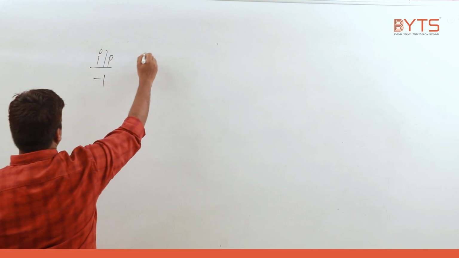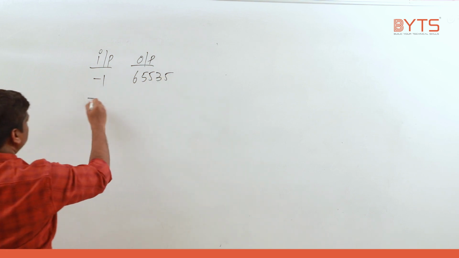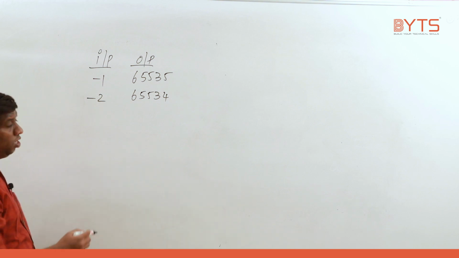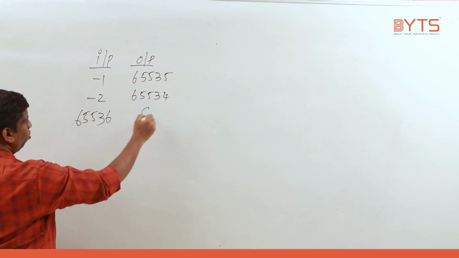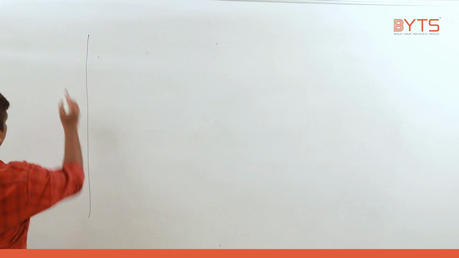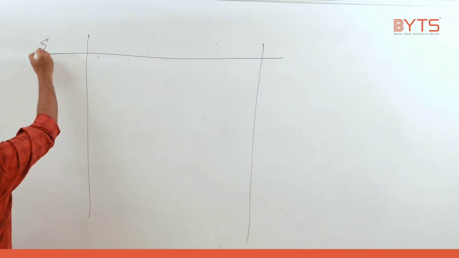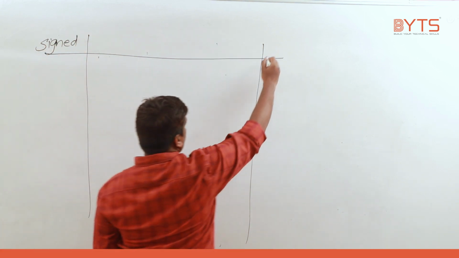Well, see here, the programmer is providing input as minus 1. What is the output you got? 65,535. Programmer is giving minus 2. What is the output? 65,534. If the programmer is giving 65,536, the result will be 0. For 65,537, the result will be 1. Okay, fine. Now we'll see the comparison between signed and unsigned. Let us consider this as signed. This is unsigned.